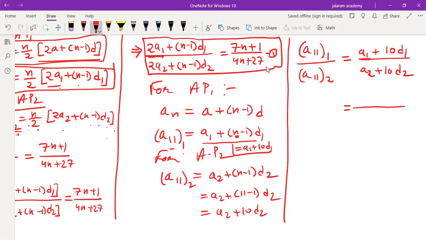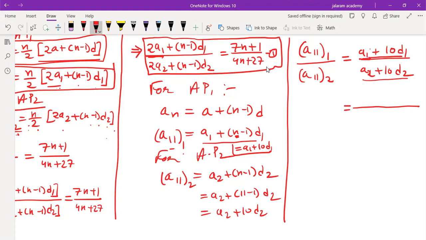So how can you make it 2a1? Is there any method to change this a1 to 2a1? If you multiply the numerator by 2, it becomes 2a1. And if you multiply the numerator by 2, you have to multiply the denominator also by 2, so it also becomes 2a2. So multiplying the numerator by 2, it becomes 2a1 plus 20d1. At the same time, we multiply the denominator also by 2, so it becomes 2a2 plus 20d2.